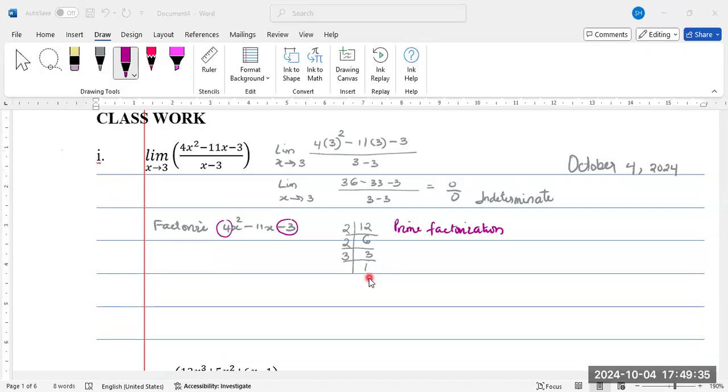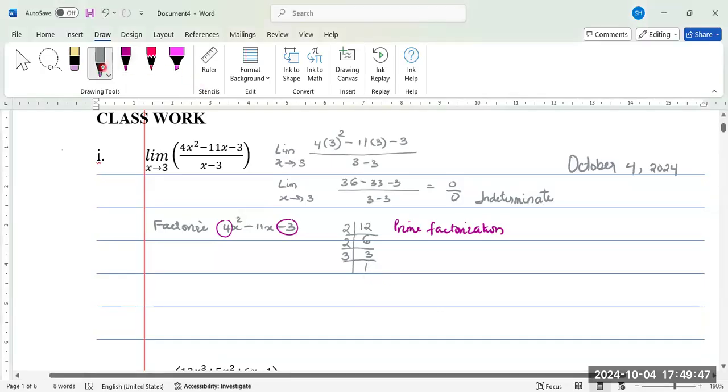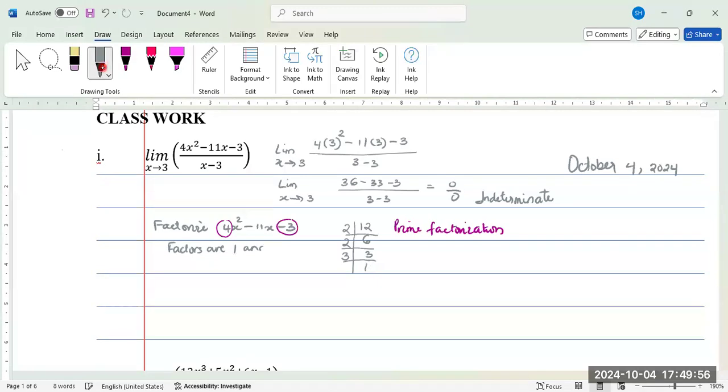So now I'm going to substitute my factors. My factors are 1 and 12. So watch me: 4x squared plus 1x minus 12x minus 3. Talk to me. Does that look okay? Yes, sir, it does.